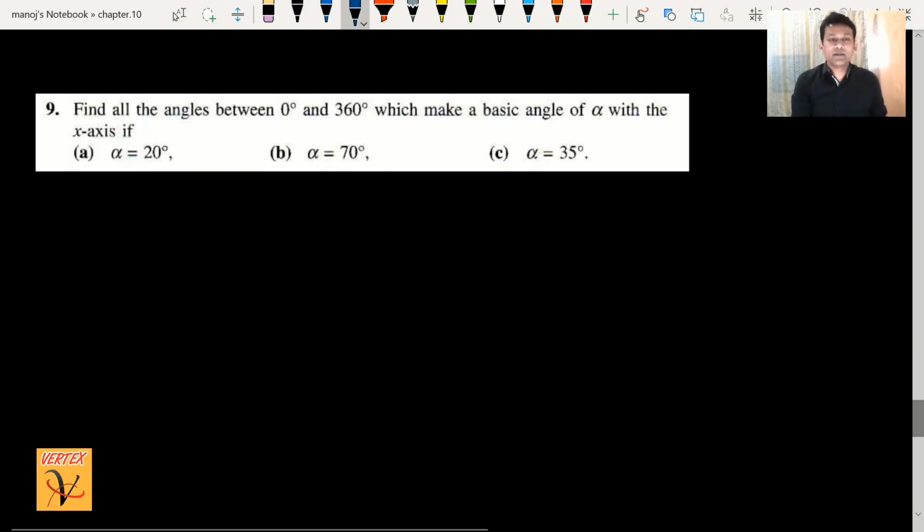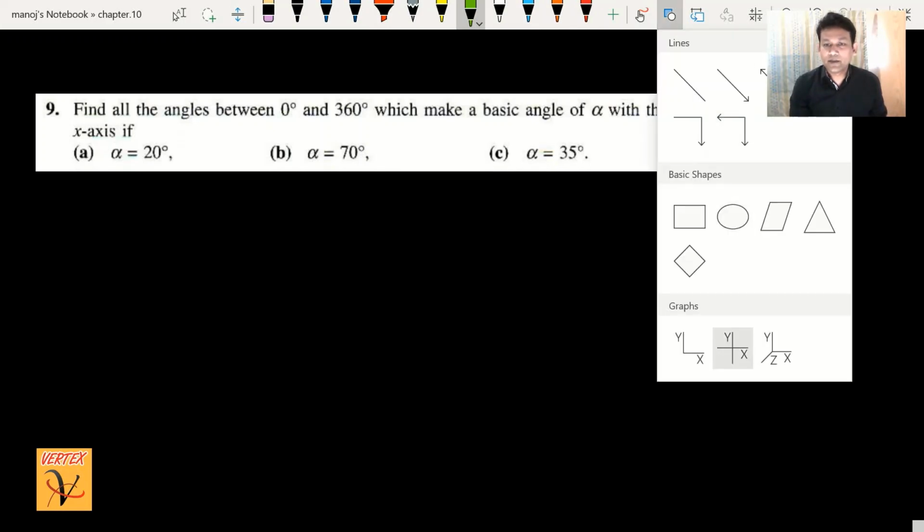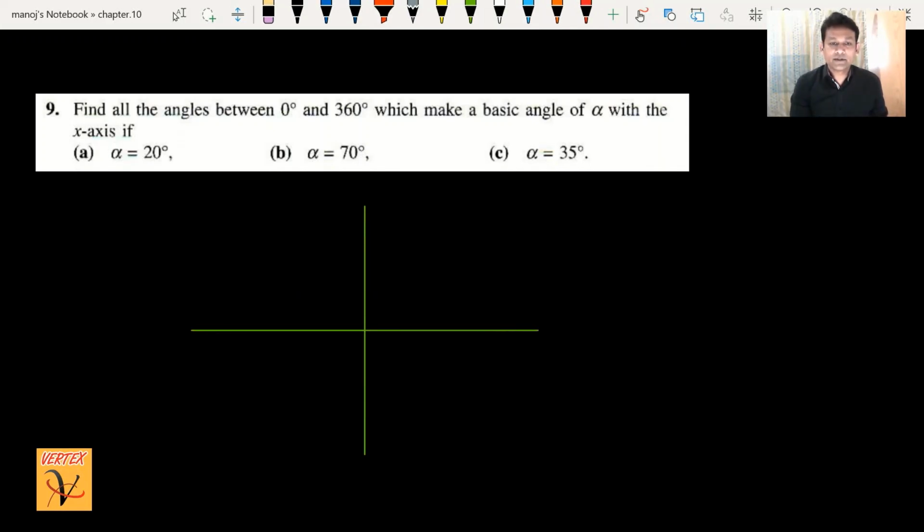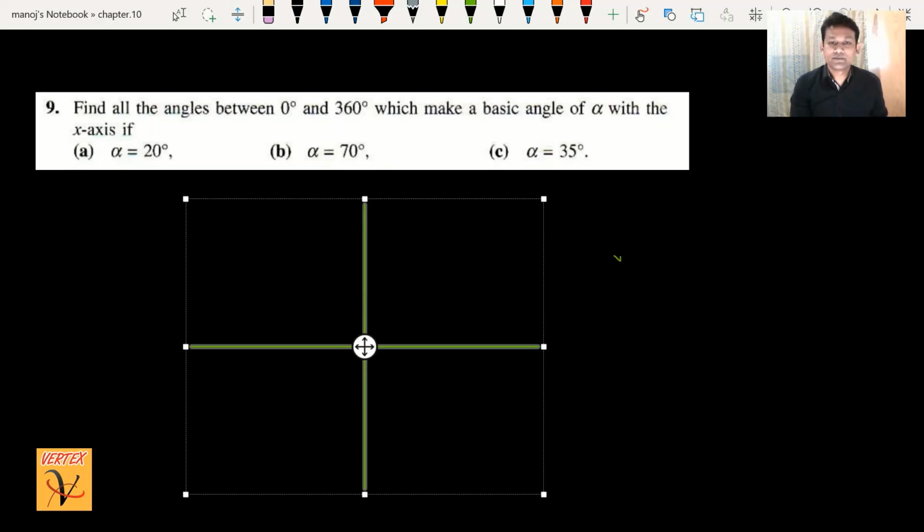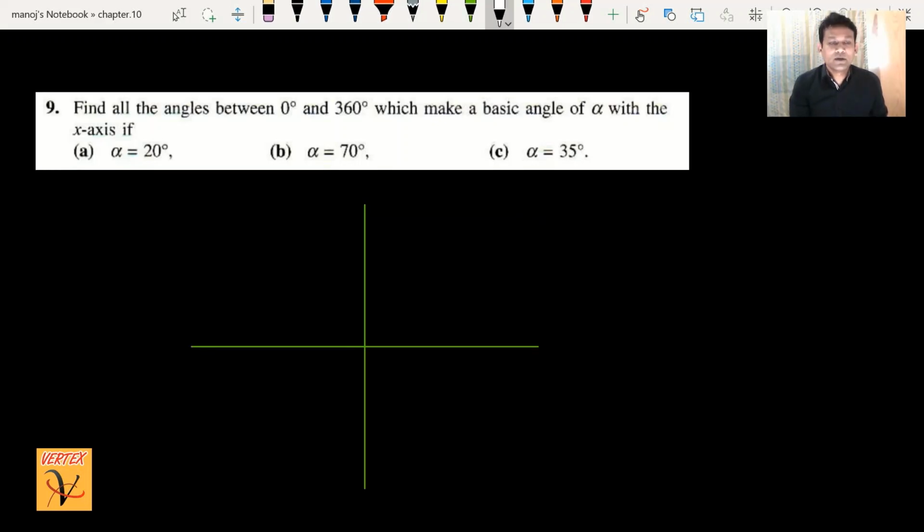This type of example I have already given in my explanation, but I'm doing just one part. Part A: find all the angles between 0 and 360 degrees. One rotation is required. The basic angle alpha is given. What's a basic angle? It is the angle here, and all basic angles are equal. The basic angle is always measured with the x-axis.